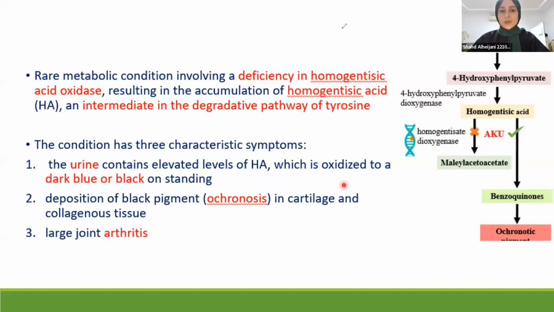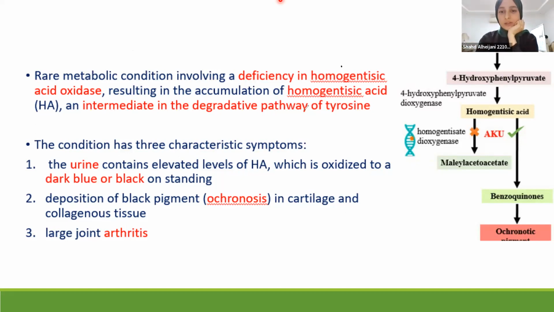Okay, for the other diseases or defects, the enzymes were clear. For phenylketonuria, we had phenylalanine hydroxylase. For albinism, we had tyrosinase. But this one is a bit weird. This is a bit dumb, but this is how I remembered it, and as long as it works. So we have homogentisic acid oxidase.